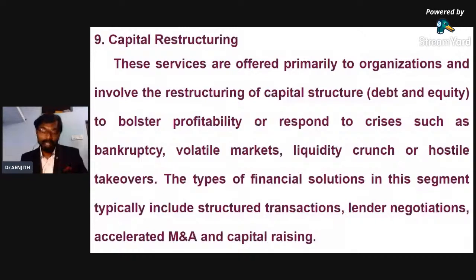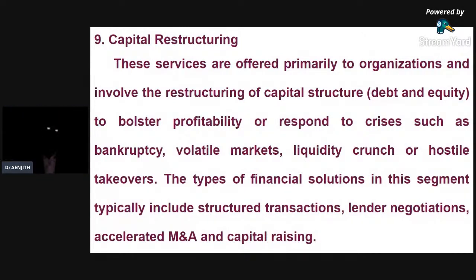So in case of hostile takeovers, which is nothing but acquisition of one company by another company, at that time also we need to restructure the capital, right? So capital restructuring is a kind of financial service provided by financial institutions when a company meets a liquidity crunch, when a company meets a hostile takeover, which means acquisition of a company, and in case of merger and acquisition.